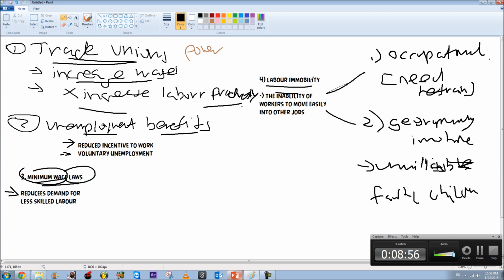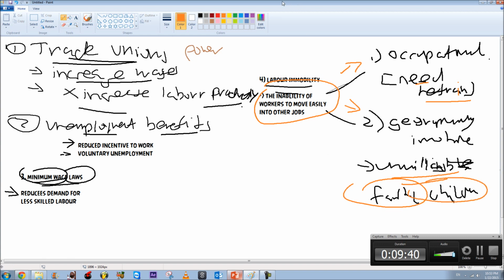Fourth one could be labor immobility, and for a definition of this, you can remember this, this links to many parts of the syllabus: the inability of workers to move easily into other jobs. And this could be because of two different reasons. One of them is occupational immobility, and this is when they lack transferable skills, or they need retraining. And the second one is geographical immobility, which is they're unwilling to move to different places to take up the job. So unwilling, and this could be because of family and children close by.